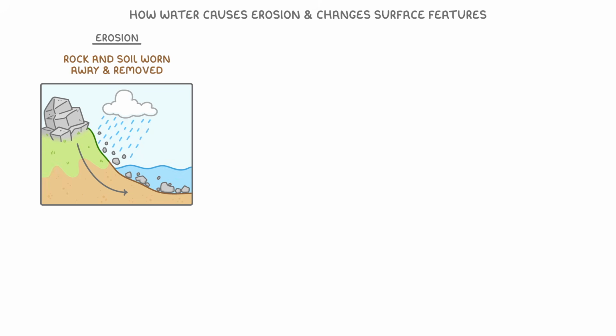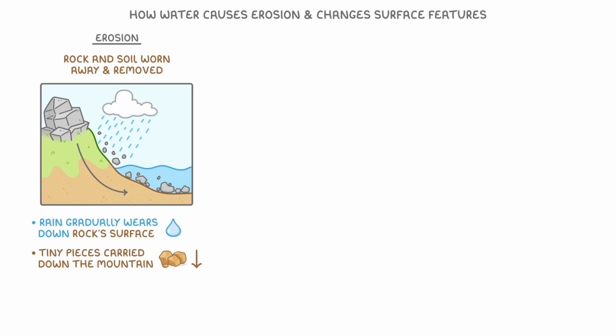Next, let's explore how water causes erosion and changes surface features. Erosion is different from weathering. It happens when bits of rock and soil are slowly worn away and removed from where they started. For example, when rain falls on a mountain, the rain gradually wears down the rock's surface and washes away tiny pieces, which are carried down the mountain. Over a long time, this can change the shape of the mountain and create new landforms, like valleys or canyons.